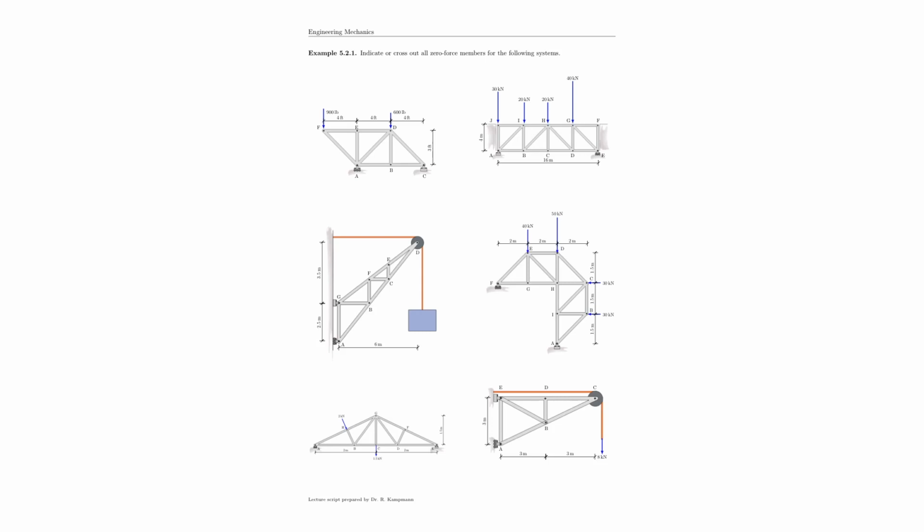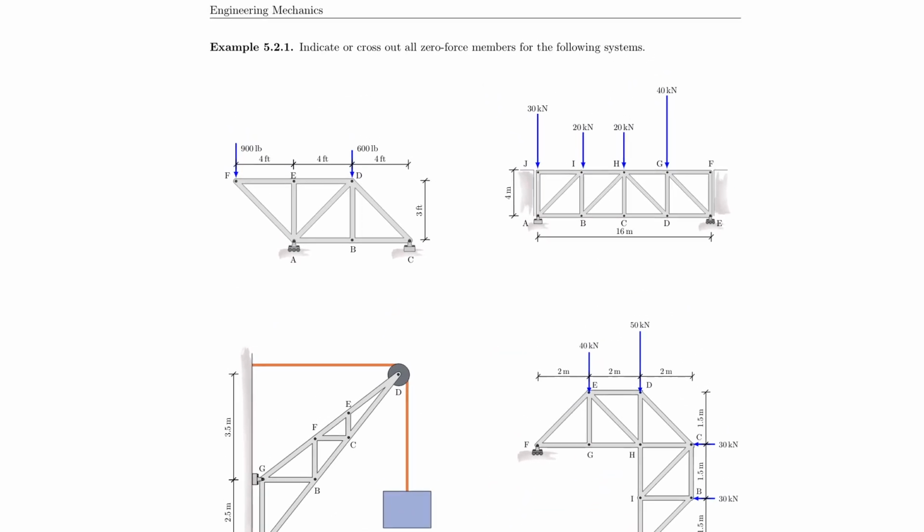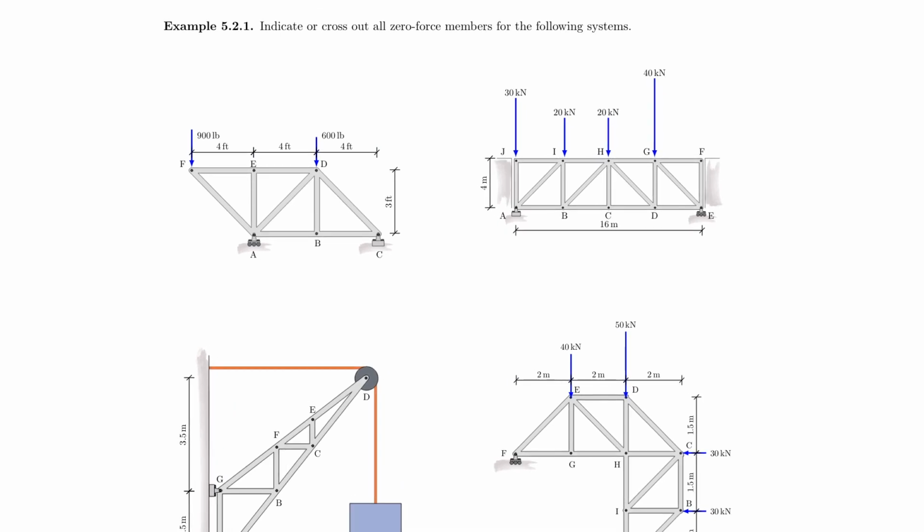So let's look at these systems here. And it's a very straightforward exercise. All we're asking you is to find all zero-force members before you even start your calculations. You can use these to practice calculating the method of sections or method of joints, but that is not the point here. Right now, we're trying to look at each of these systems and try to identify the zero-force members. So these systems all have zero-force members, and let's try to identify them.